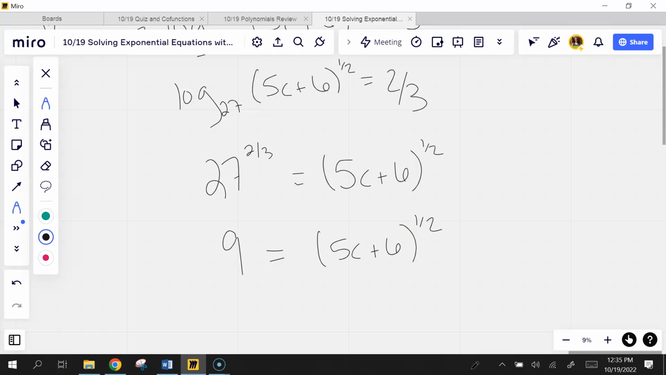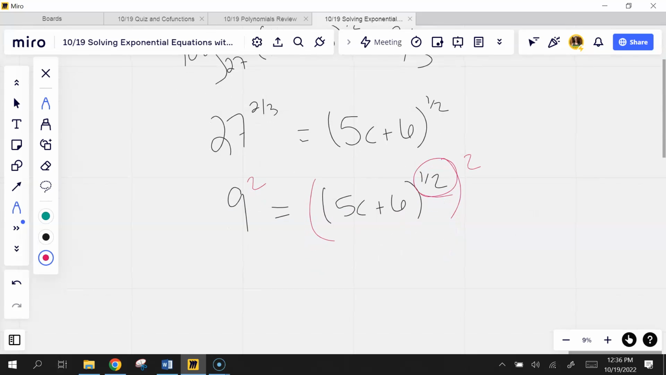Remember, the goal is to solve for c here, so now what do I do? How do you get rid of the square root? Square both sides. Same thing if it's a 1/2 exponent. Remember, whatever this fraction is, you raise both sides to the reciprocal of that to get rid of it.